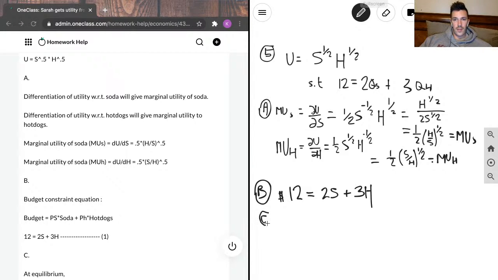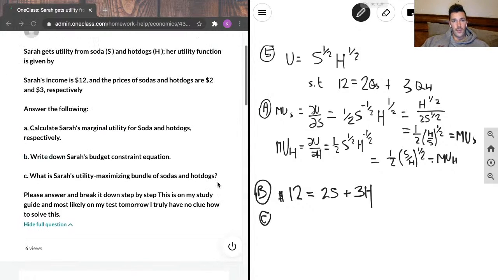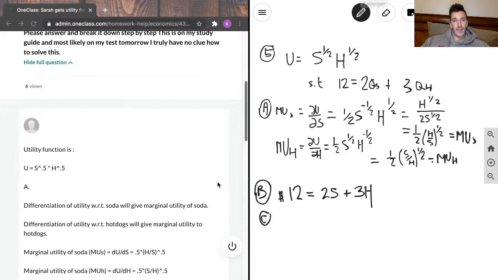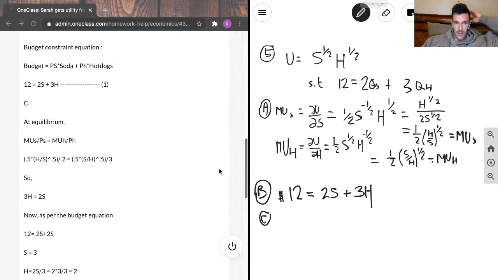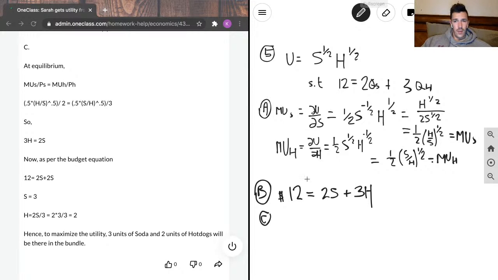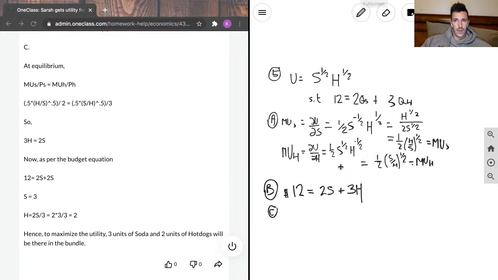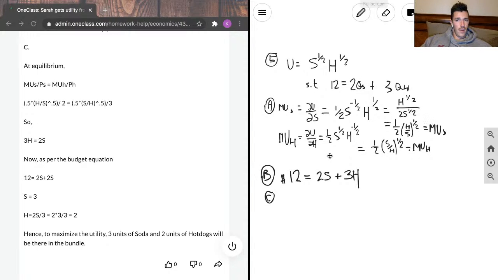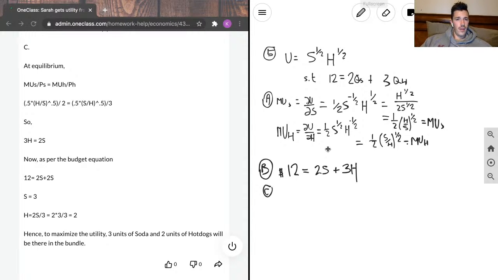12 equals 2S plus 3H, where S is the quantity of soda she buys, and H is the quantity of hot dogs she buys. Part C: what is Sarah's utility maximizing bundle of sodas and hot dogs? I typically use the Lagrange method for questions like these, but I will follow the way our junior tutor does it. They should arrive at the same answer regardless.